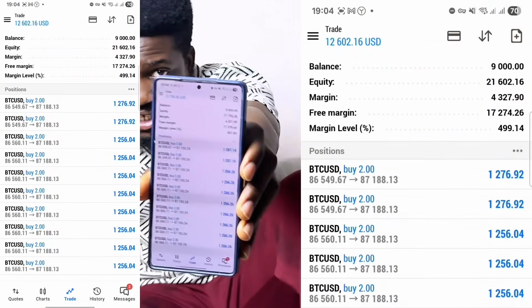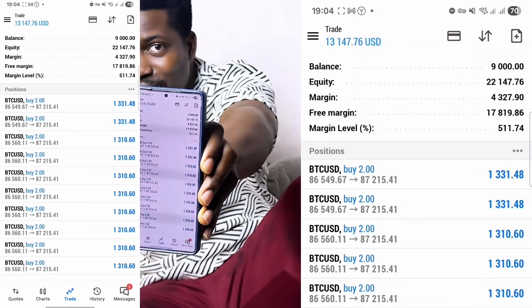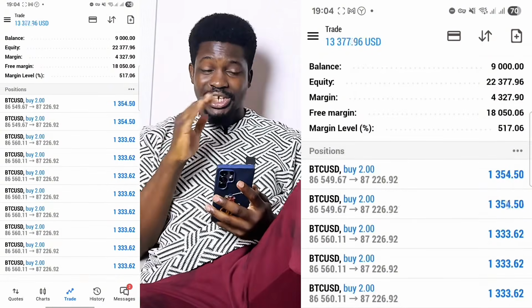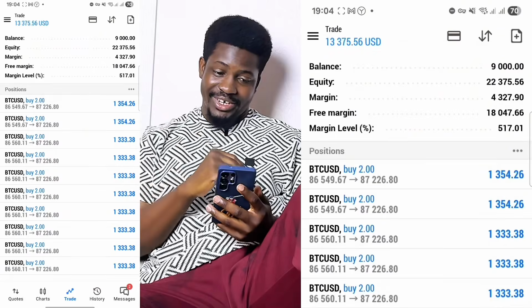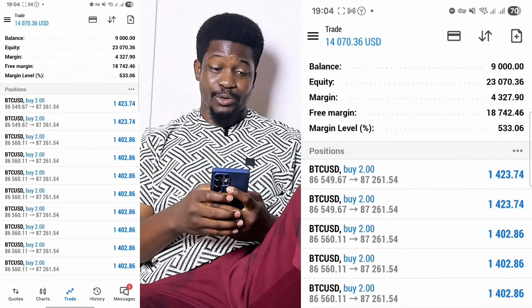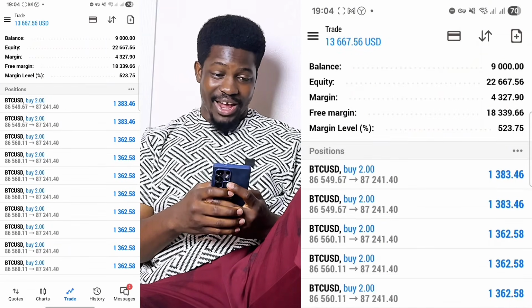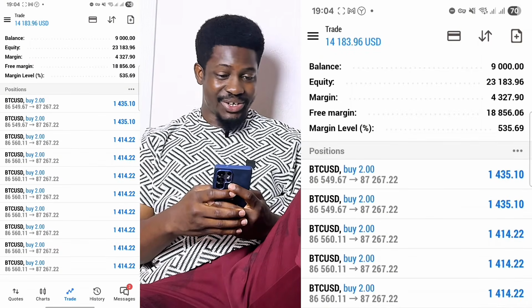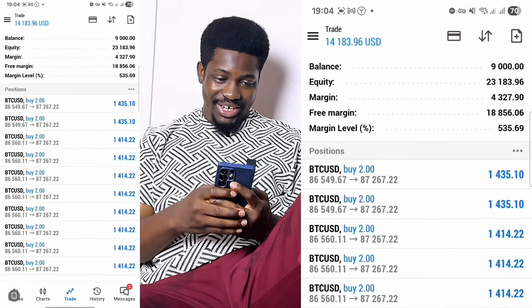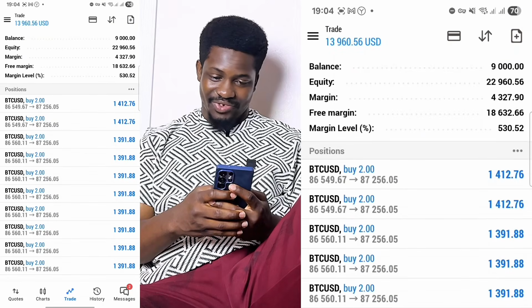You can literally just see that, right? We are literally running over $12,000 now on these charts. This is just very, very nice. This is over $14,000 now, right? Over $14,000. This is just really crazy, guys.